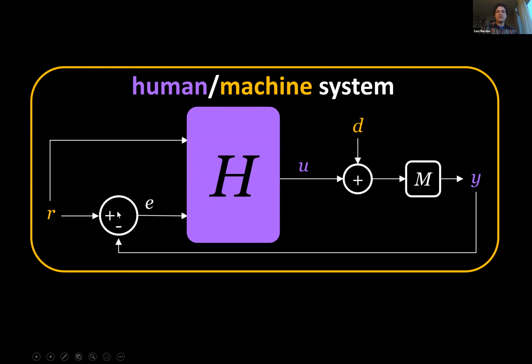They can see the reference. The other thing they can see is the output or just the tracking error, and that's going to influence the output they produce, which is the signal U. And then in our experiments, we're going to directly corrupt that input U with this additive disturbance before it goes and controls the machine.